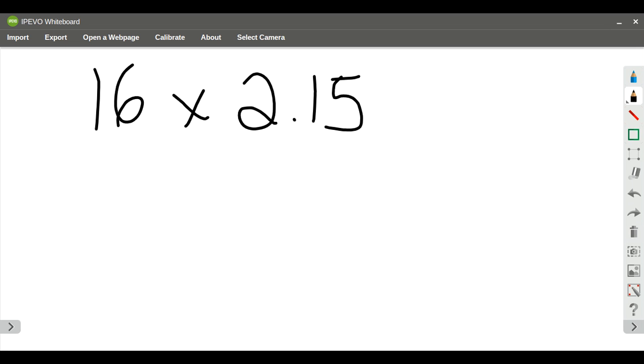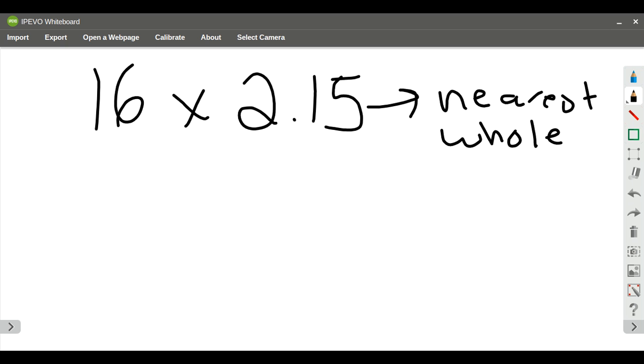$2.15. Now, when I estimate and I have a whole number with a decimal, I'm more than likely going to just round this value to the nearest whole because I want to make my estimations as easy as I can. And so because I'm rounding to the nearest whole number, I'm going to underline the ones place value. And then if you recall, we look to the right. The ones place value is a 2, I look to the right, I have a 1. So I'm going to round down. So I'm going to round $2.15 to 2.